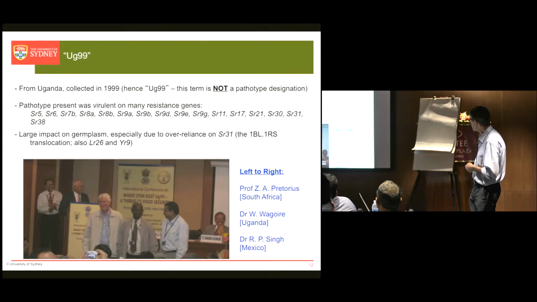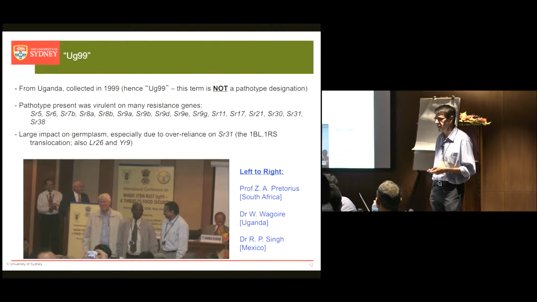It's virulent on many genes. I've listed them there. Large impact on germplasm, especially due to the over-reliance on this SR31. Our breeders used this gene too much. It was so good, the temptation was so great, it was put into a lot of wheats. We relied on it so heavily, and not surprisingly, the pathogen eventually found a way to overcome it.